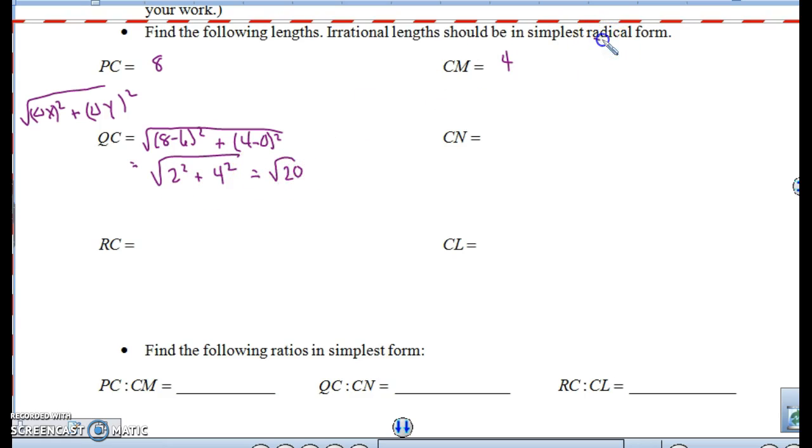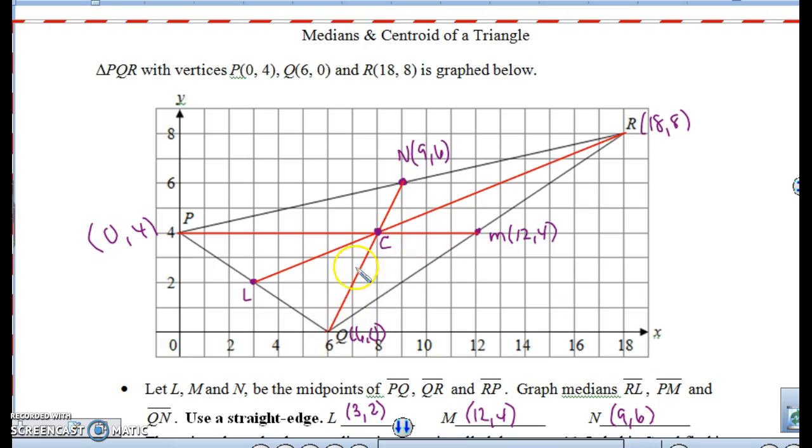All right, now it says in simplest radical form, what perfect square goes into 20? Well, 20 is 4 times 5, so this is going to be 2 radical 5. So the length of QC from here to here is 2 radical 5. This one was 8, this one was 4.